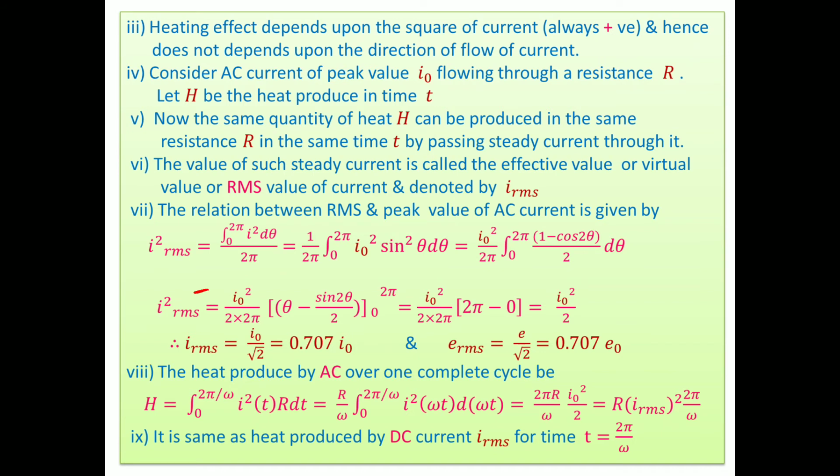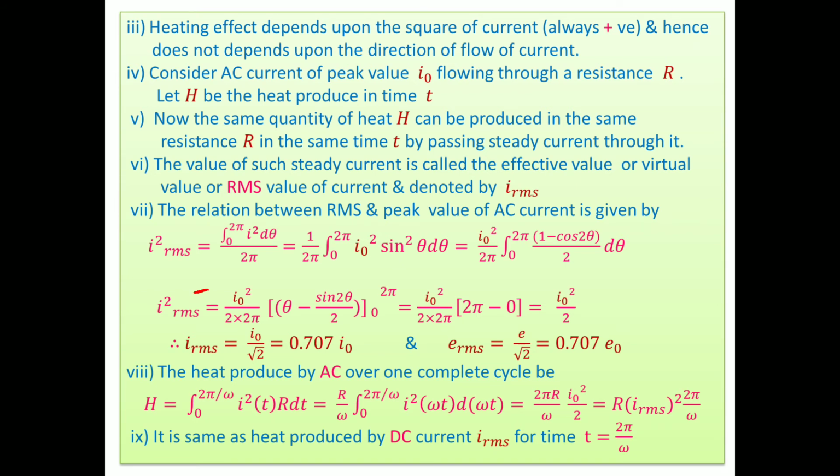The heat produced by AC over one complete cycle will be, they take the heat H equal to, we know that, the integral from 0 to 2 pi upon omega of I square R dt, we use the formula I square RT. Thereafter change the variable: instead of t we take the variable omega t, with respect to d omega t. Here omega t is taken, so multiplying and dividing by omega we take it here.